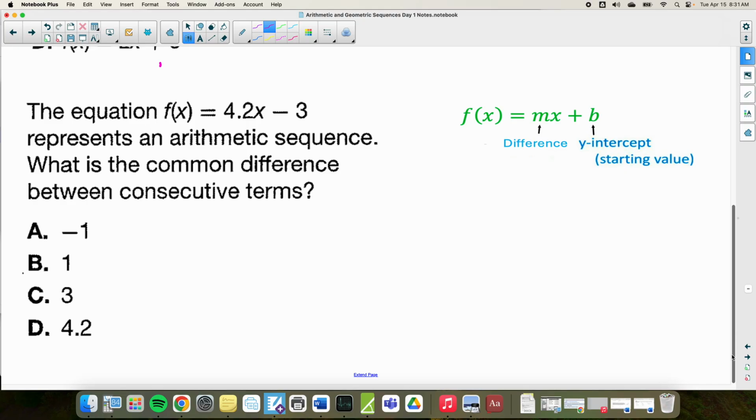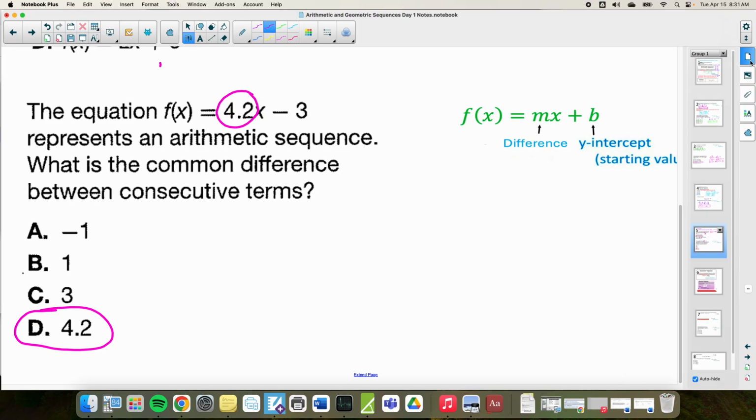So this represents an arithmetic sequence. What is the common difference between the terms? Is it the 4.2 or the -3? The 4.2. This is the difference between. This is your starting point. So it's 4.2. Okay.